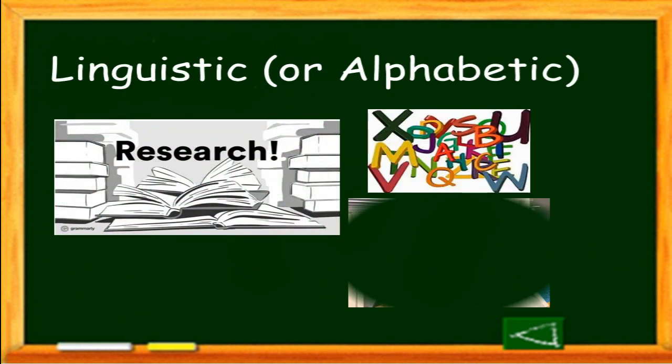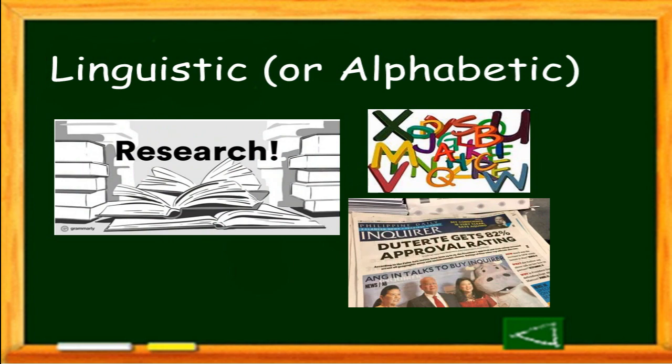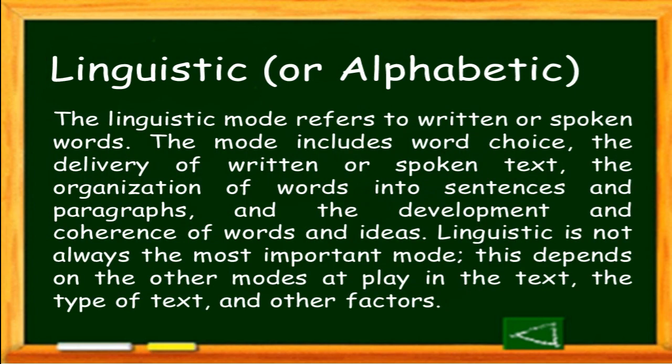The fourth mode is linguistic or alphabetic. The linguistic mode refers to written or spoken words. The mode includes word choice, the delivery of written or spoken text, the organization of words into sentences and paragraphs, and the development and coherence of words and ideas. Linguistic is not always the most important mode. This depends on the other modes at play in the text, the type of text, and other factors.